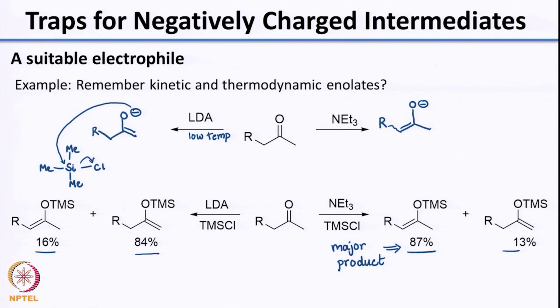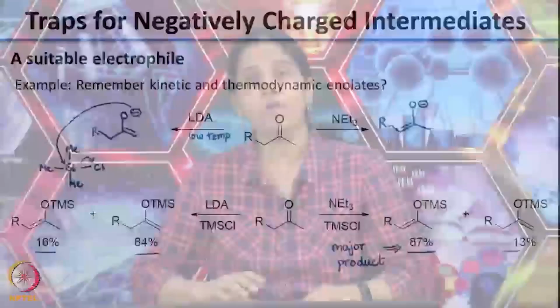So in this way you are able to visualize the intermediate by adding a reagent such as TMS chloride. Now I have a question for you. When you add TMS chloride, why do you have the oxygen center actually interacting with TMS chloride?